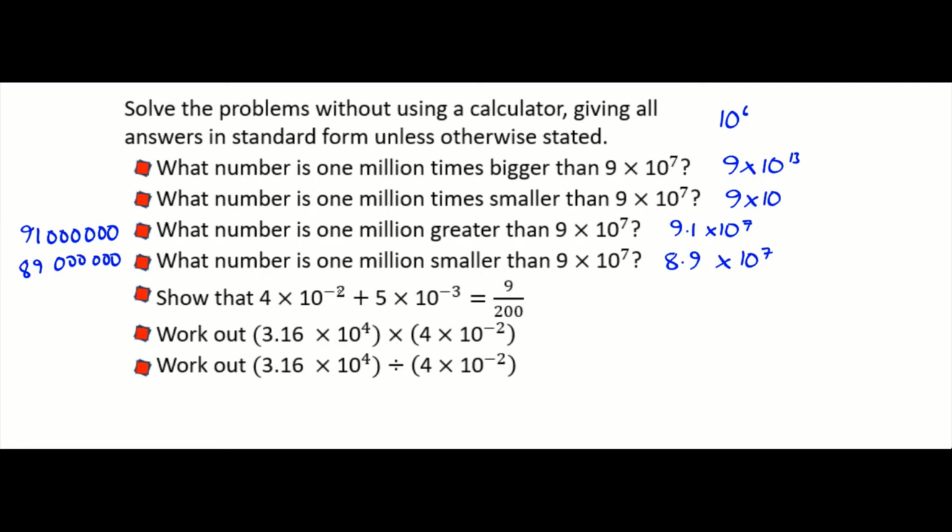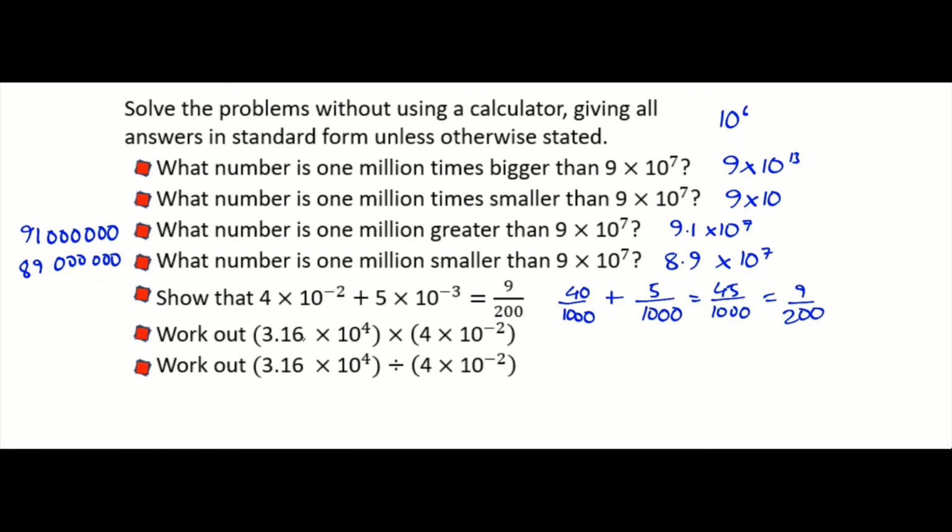This calculation here, 4 times 10 to the minus 2 plus 5 times 10 to the minus 3. Well, that's 4 over 100 plus 5 over 1,000. Now, if we're adding things with different denominators, that's complicated. What we should do, if we multiply top and bottom by 10 on this fraction, we'll get 40 thousandths plus 5 thousandths, which makes 45 thousandths. And then if we divide top and bottom by 5, we'll end up with 9 200ths, which is what we were asked for.